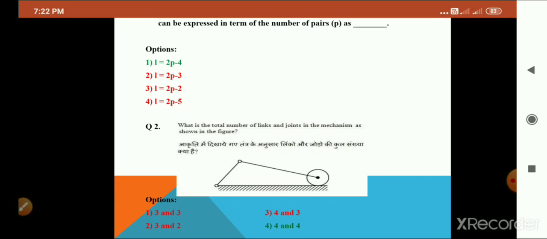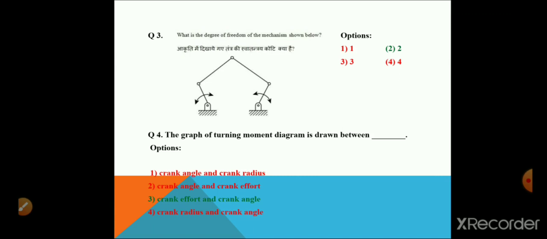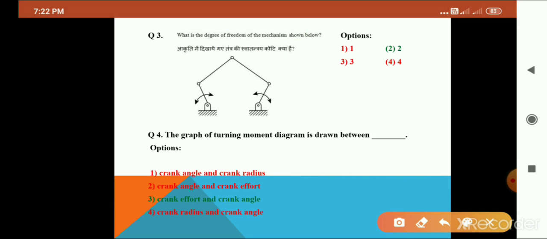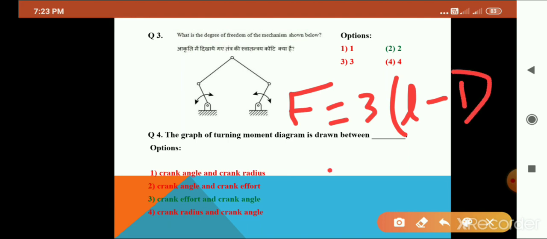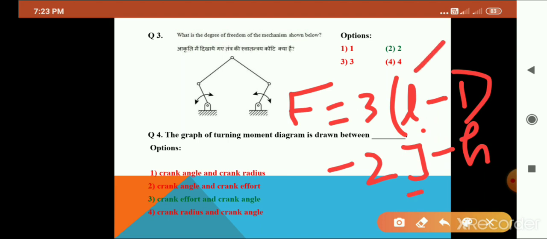Let's come to the next question. Here, what is the degree of freedom of the mechanism as shown below? Okay, here the mechanism is shown. So we know from the Kutzbach equation, F equals 3 into (L minus 1) minus 2J minus H. Here L is the link, J is the joint, and H is the higher pair. So here all pairs are lower pairs, no higher pair exists here. So H will become 0 here.